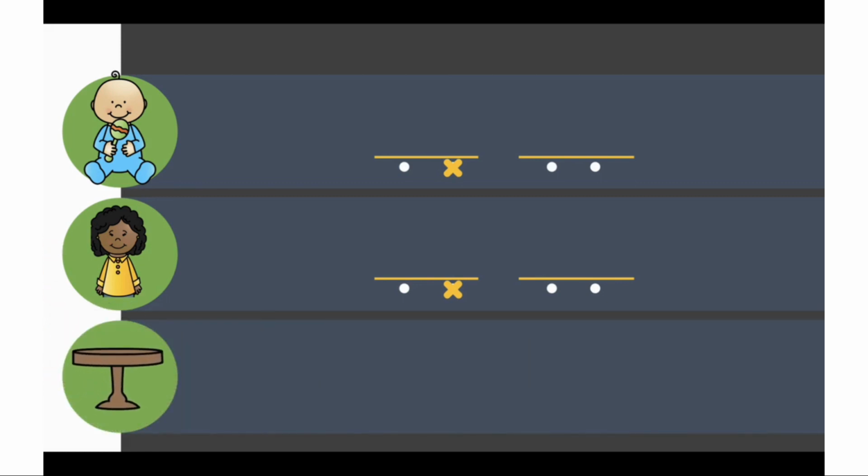Our next word is table. Table. Sound buttons, please. Table. And draw a cross where you hear the long vowel A. Right, everybody, I want you to look at those words. What do these words have in common?